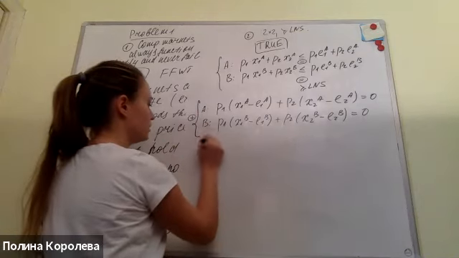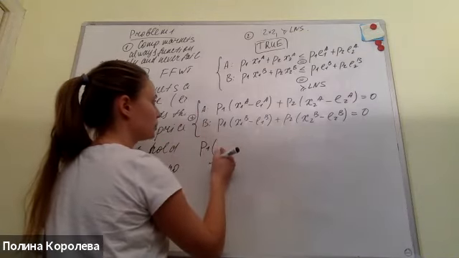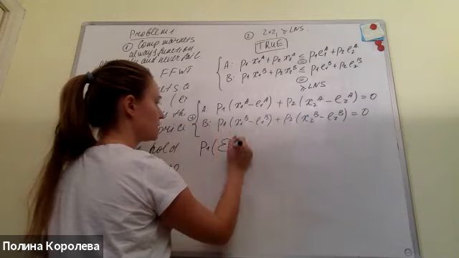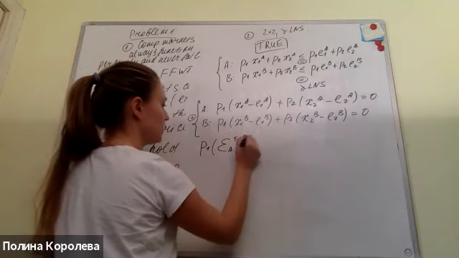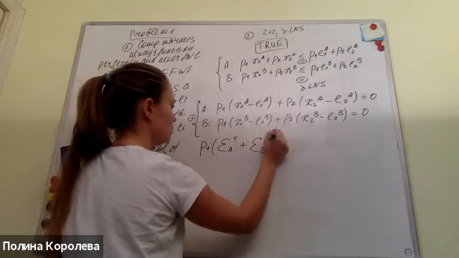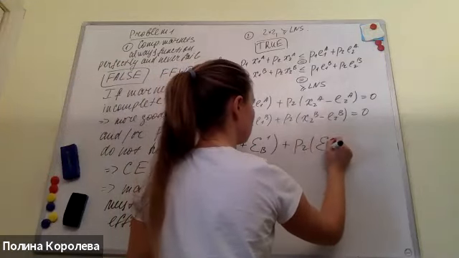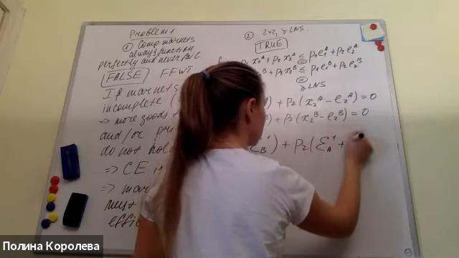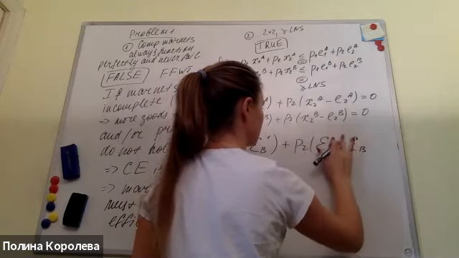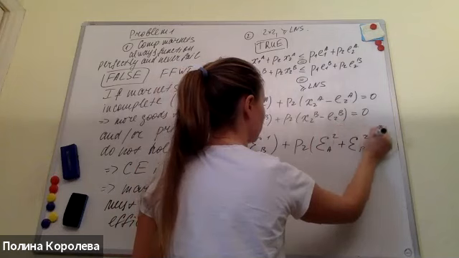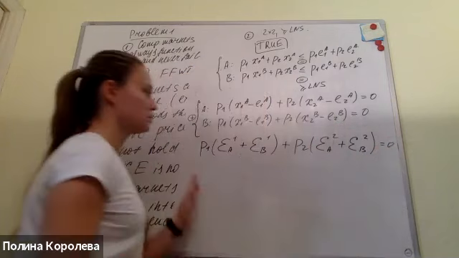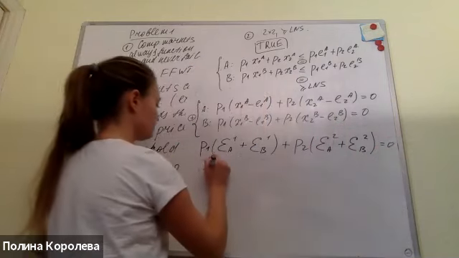What will we find? P1 multiplied by the sum of the excess demand of individual A for the first good and the excess demand of individual B for the first good, plus P2 multiplied by the sum of the excess demand of individual A for the second good and the excess demand of individual B for the second good. And all this should be equal to 0. This is exactly the Walras law.